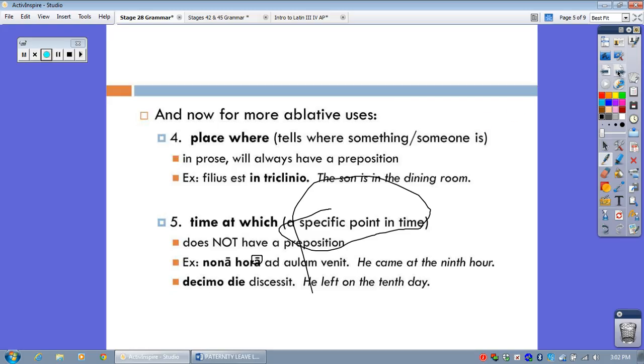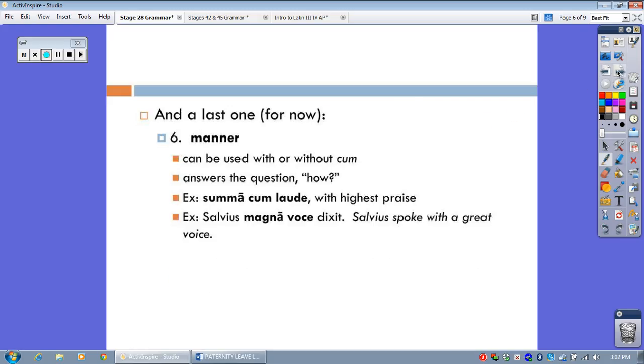And then I believe the last ablative use, which we'll do for now, is called the ablative of manner. It can be used with or without cum, meaning with, and it always answers the question how, as in, how did you graduate? Well, I graduated summa cum laude, which means with highest praise. Ablative of manner, the manner in which I graduated.